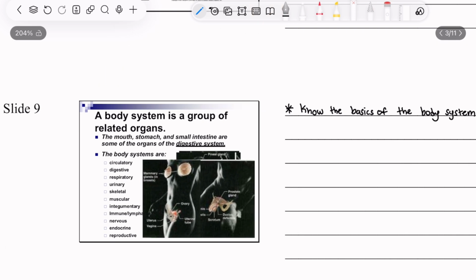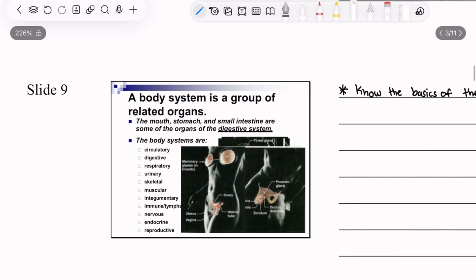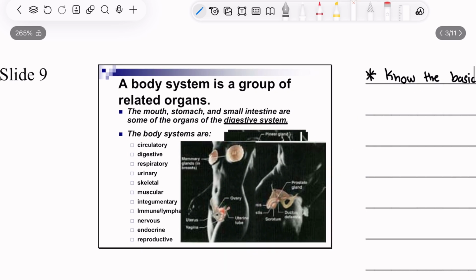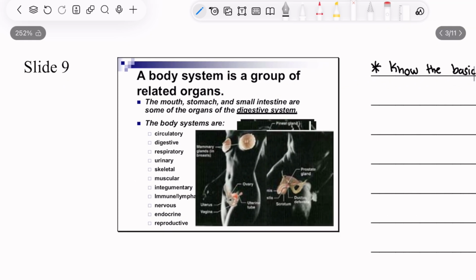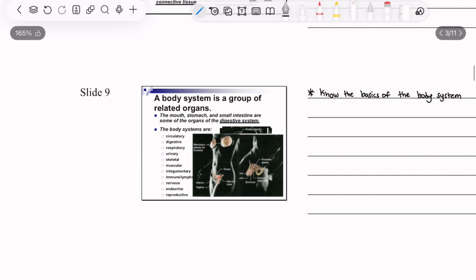A body system is a group of related organs. The mouth, stomach, and small intestines are some of the organs of the digestive system. The body systems are circulatory, digestive, respiratory, urinary, skeletal, muscular, integumentary, immune or lymphatic, nervous, endocrine, and reproductive. So just know the basics of the body systems, and we'll go over each of these later in the video.